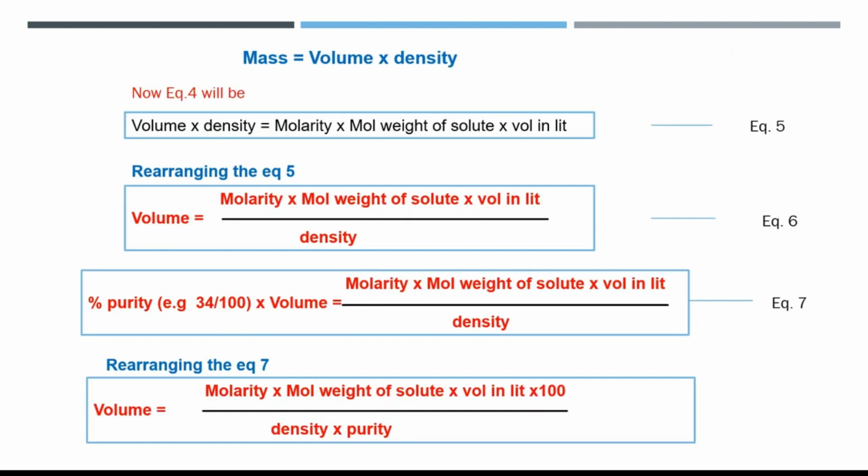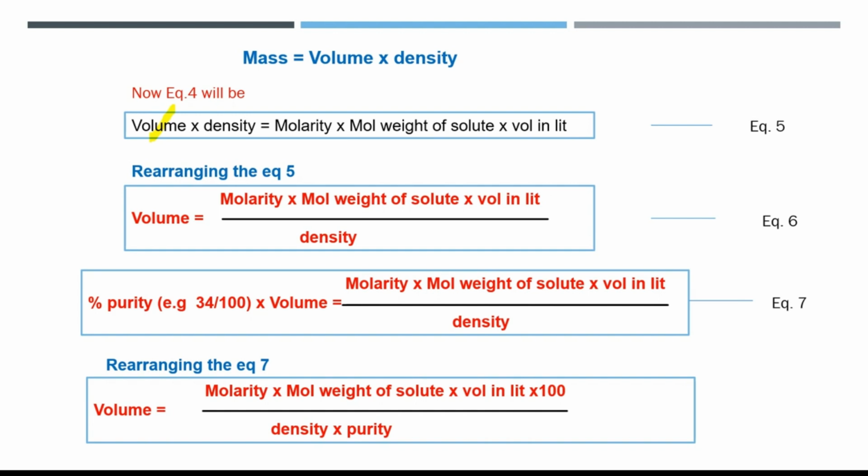As you know, mass is equal to volume into density. So if you put this in the previous equation, it becomes volume into density is equal to molarity into molecular weight of the solute into volume in liter. Rearrange this whole equation and you will get the volume is equal to molarity into molecular weight of the solute into volume in liter divided by specific gravity or density.